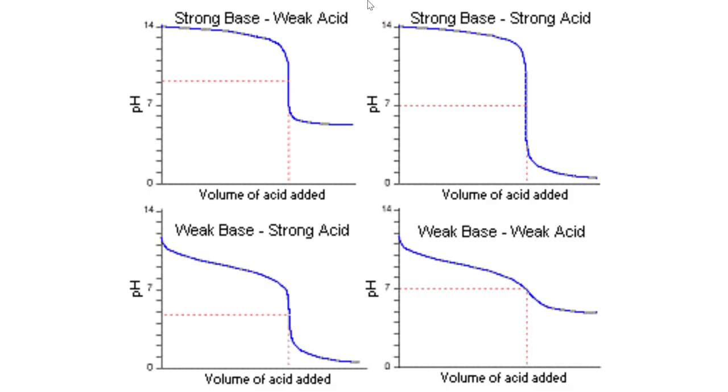Strong base, weak acid; strong base, strong acid; weak base, strong acid; weak base, weak acid. And you can see those same trends. Well, the stronger one is going to have the equivalence point in that range. And if both are strong, then you've got 7.